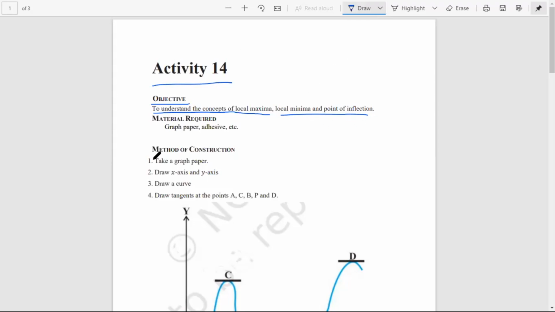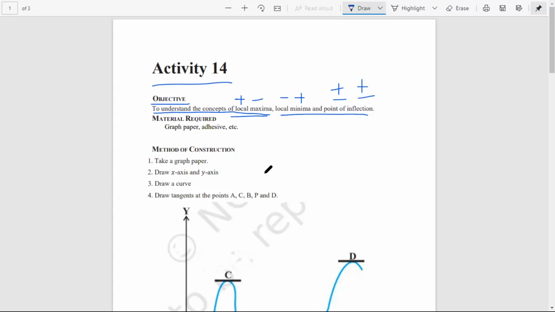But before that, to tell, according to the first order derivative test, when the sign changes from positive to negative, that time you say it is local maxima. And in case of local minima, when the sign changes from negative to positive, you say local minima. And in point of inflection, when there is no change, if it is positive and you get positive, or if it is negative and you get negative, that point you call point of inflection.